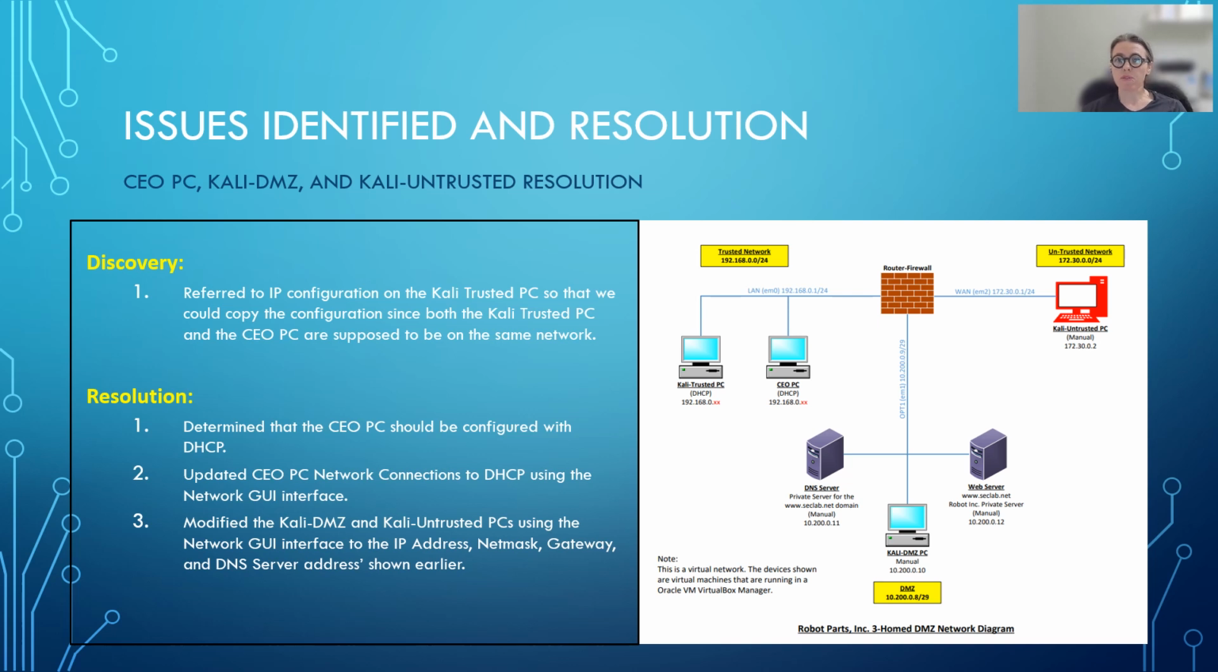We referred to the Kali-Trusted PC to see how it was configured, and we discovered that it was configured using DHCP. Since the CEO PC is on the same network, it should also be configured as DHCP. We also checked the Kali-DMZ and Kali-Untrusted PC network configurations and found that they were not configured correctly. Since these required manual configuration, we referred to the original network diagram to determine allowable IP addresses.